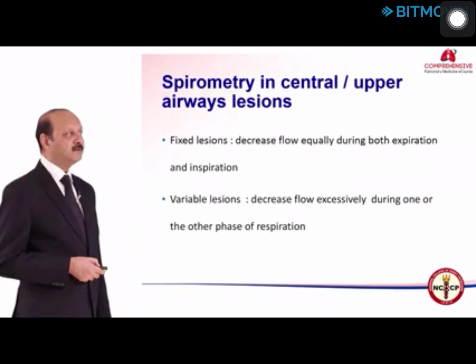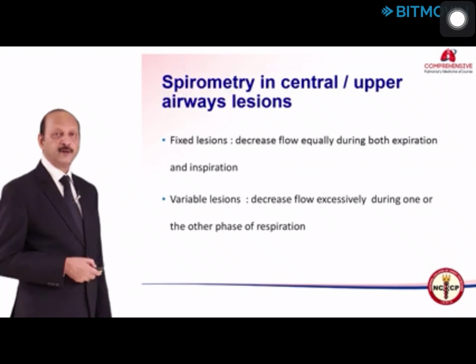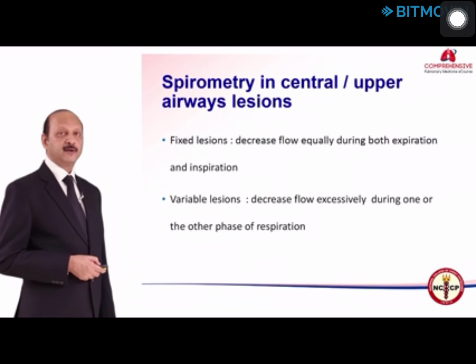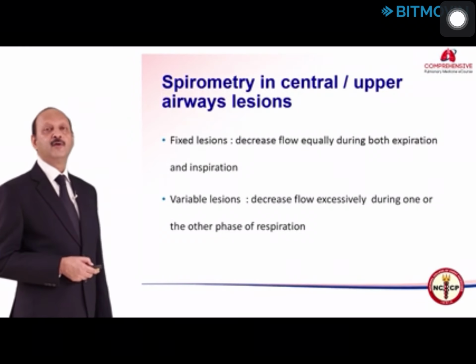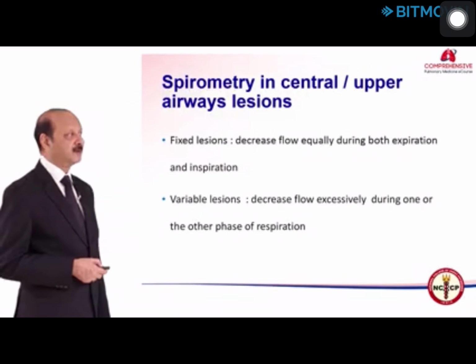What are fixed lesions in central and upper airway lesions? When you find a fall of flow in the inspiratory curve as well as the expiratory curve. And what are variable lesions? When you find the flow is reduced more in either the inspiratory loop or the expiratory loop, one of the two, we call it a variable obstruction.